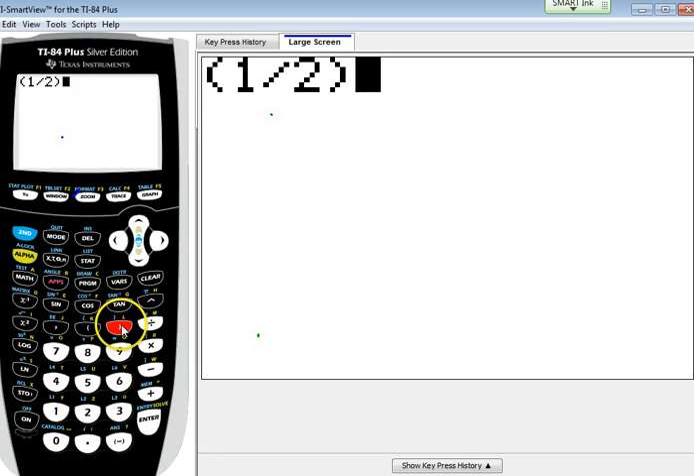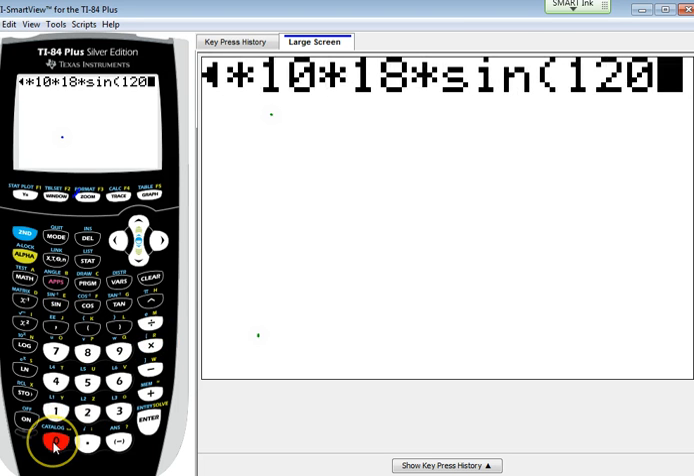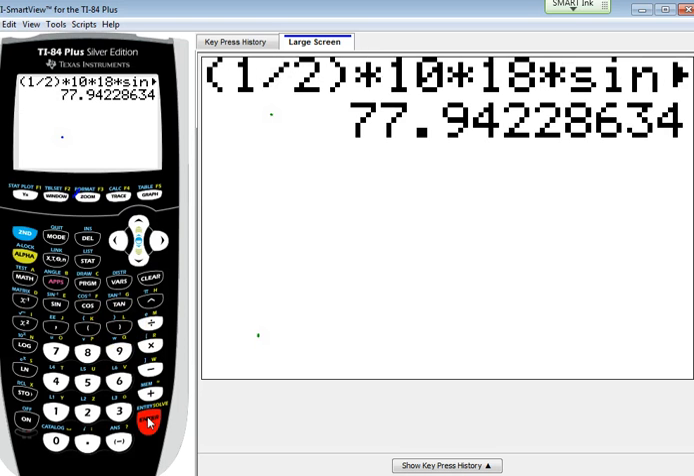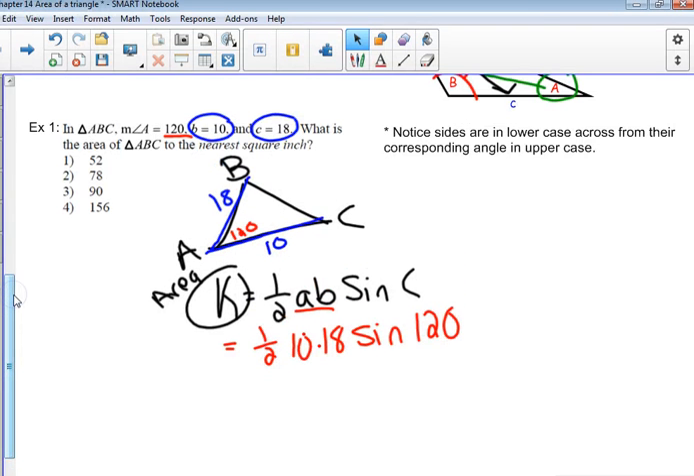We're in radians. Yeah, and they put the end down there. 10 times 18 times sine 120. Yeah, you're literally just typing it in. So did we get this? 77.9? Good. And so the nearest whole number is 78.